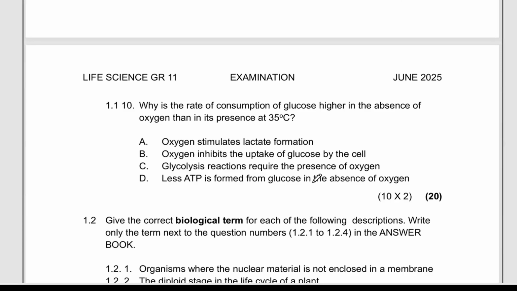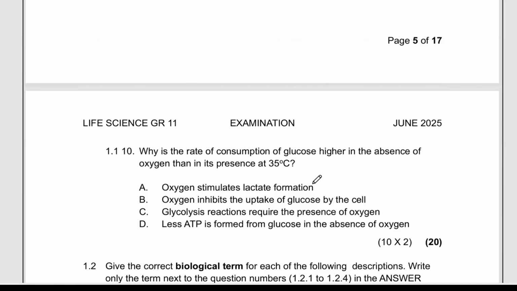Then the next question, they're saying, why is the rate of consumption of glucose higher in absence of oxygen than in presence of oxygen at 35 degrees Celsius? Oxygen inhibits the breakdown of glucose by itself. No. The glycolysis reaction requires presence of oxygen. Less ATP is formed from the glucose in absence of what? Yes, in absence of oxygen.